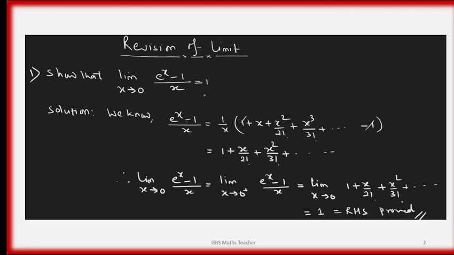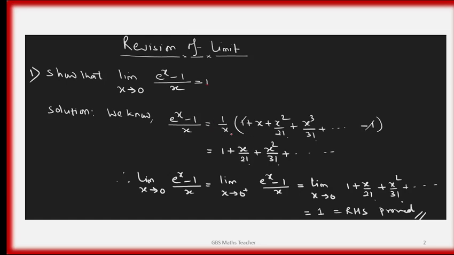Firstly, we have to revise the limits from the problems. Okay, so limit x tends to 0, (e^x - 1)/x equals 1. We have to prove this. For this solution, we know (e^x - 1)/x equals 1/x times (e^x - 1).